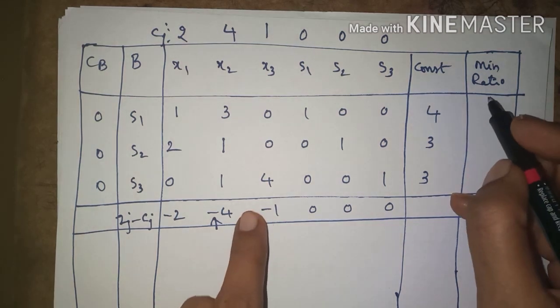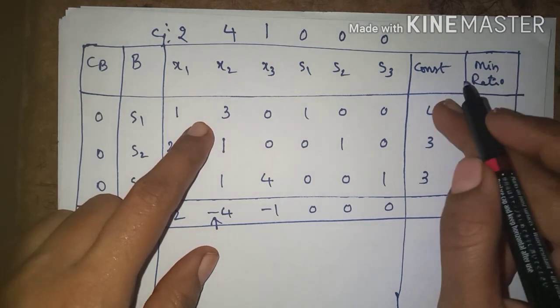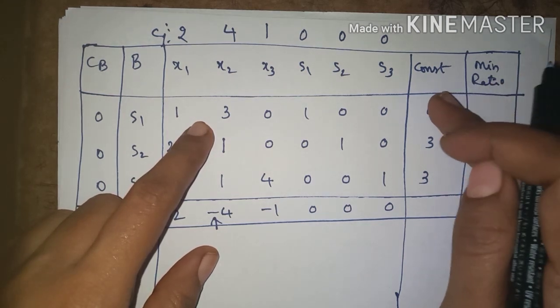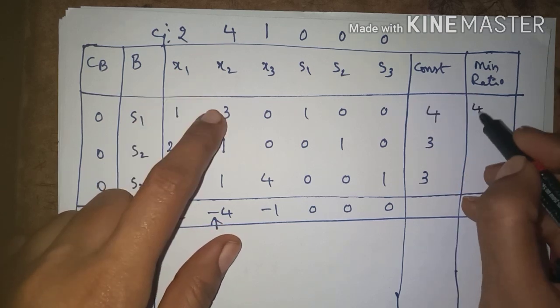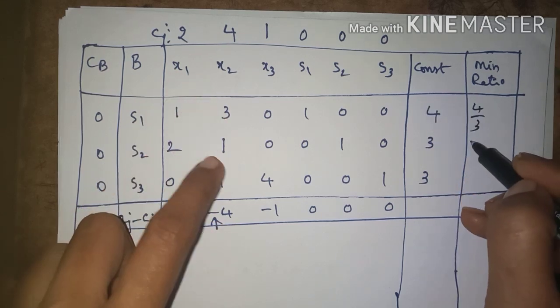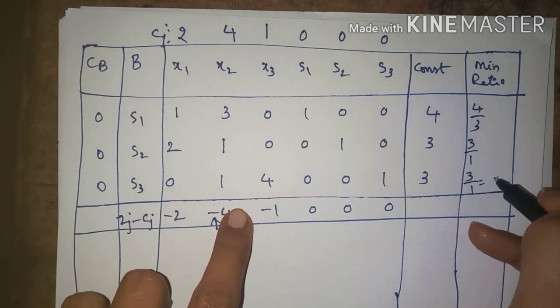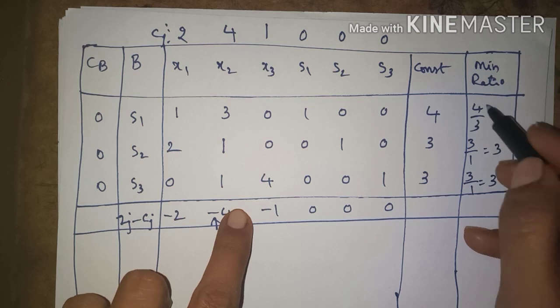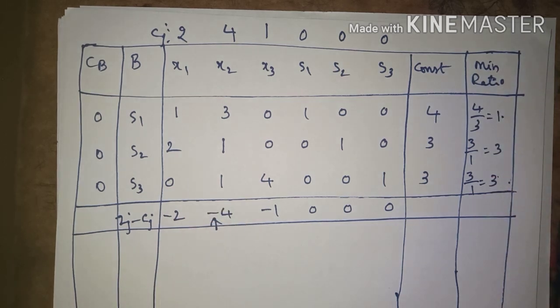Now coming to the minimum ratio, 4 by 3. How to calculate the minimum ratio? The constant divided by this chosen column. 4 by 3, after that 3 by 1, which is 3. 4 by 3 is equal to 1 point something, 1.3 or something like that, you will get.